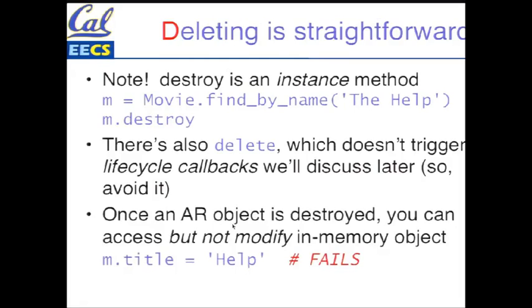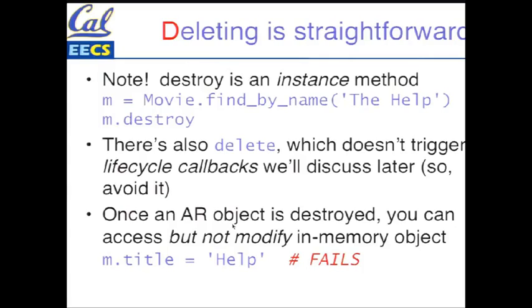Interestingly, once you've destroyed an Active Record object, you can still access it in memory. And again, when you think about it, it makes sense, right? When you do Movie.find_by_name, information is being pulled out of the database and an object is being created for you in the Ruby world that allows you to inspect its attributes and do all kinds of stuff. Just because I delete the database row, I still have this object in memory.